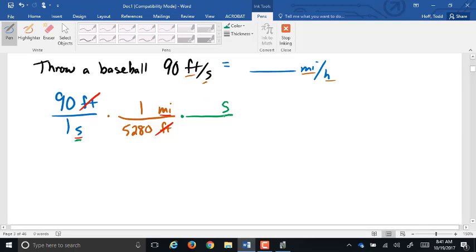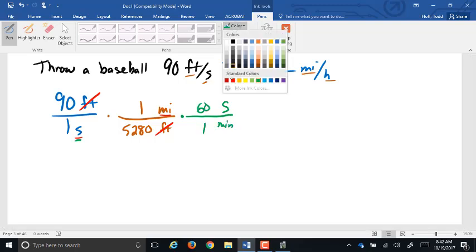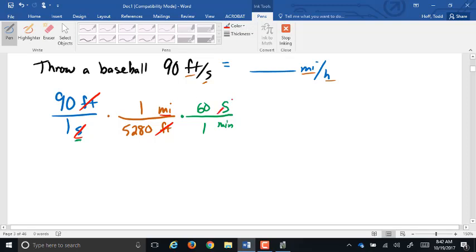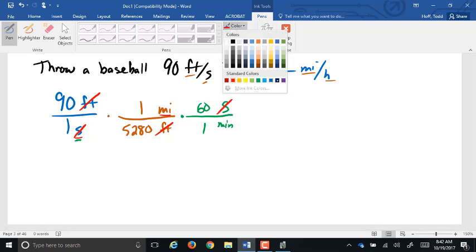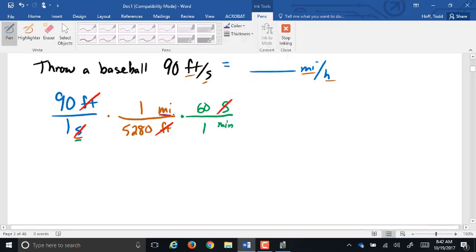We don't have a direct relationship from seconds to hours, so I'm going to go from seconds to minutes. 1 minute is 60 seconds. Those seconds cancel out. We are now in miles per minute. So put minutes up here, hours down here. 1 hour is 60 minutes. And now the minutes cancel out, and we are in miles per hour.